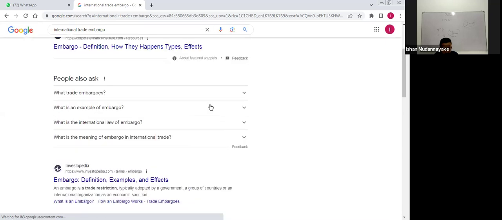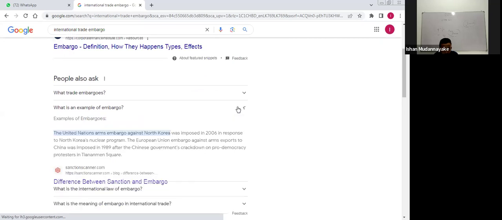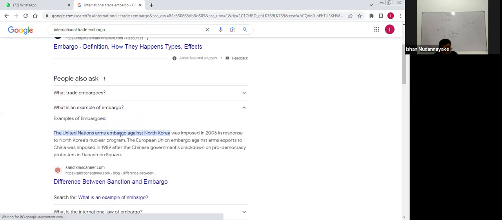Now, industrial trade embargo. For example, the United Nations arms embargo against North Korea was imposed in 2006 in response to the North Korean nuclear program. The European Union embargo against arms export to China was imposed in 1989 after the Chinese government cracked down on pro-democracy protesters.